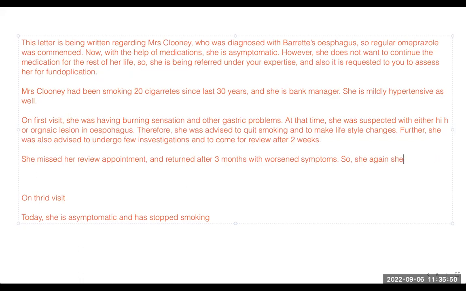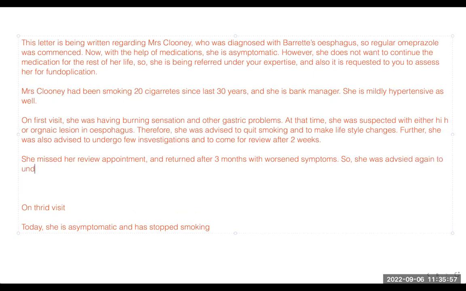So she was advised again, she was advised again to undergo investigations. It's simple. You can merge any visit. Then I know the story goes this way, investigations.